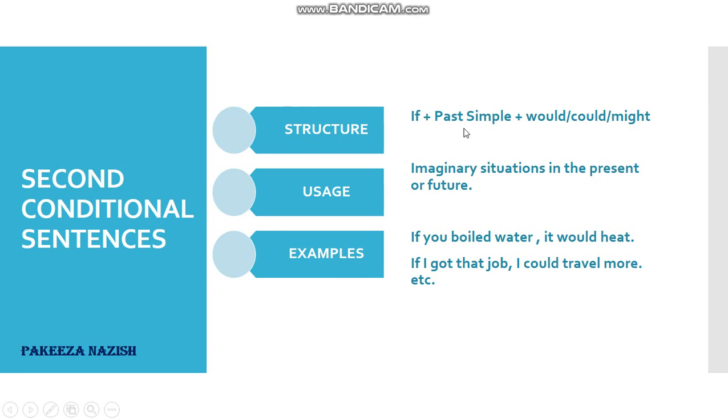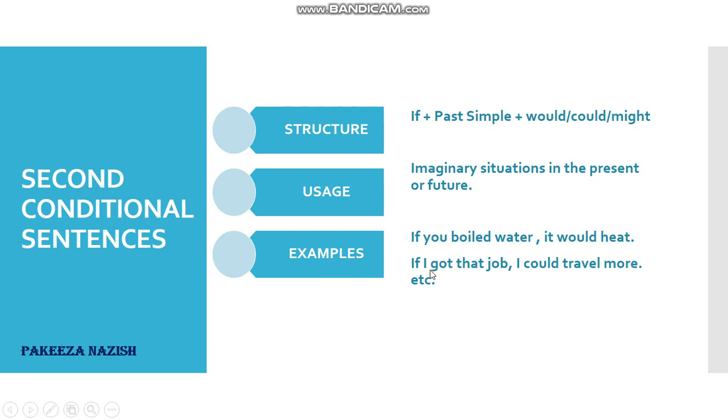Past indefinite tense means the second form of verb, and this includes would, could and might. You see, the past of will is would, the past of can is could, the past of may is might. So this is a whole situation in the past. If with the past condition, an imaginary situation in the present or future, means that if you boiled water, it would heat, right? If I got that job, I could travel more.